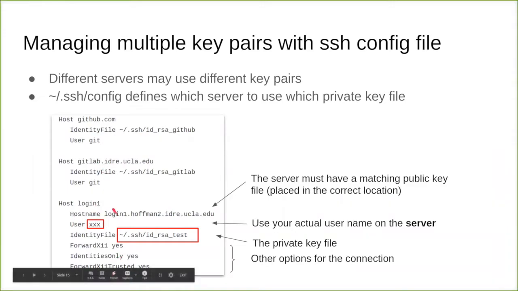The third item is a typical server login. In this case, this is the UCLA Hoffman 2 cluster, the login node of the cluster. Here, of course, you have to put in your username on the cluster. And this field is the location of your private key, right? And the matching public key has been copied to the server. So with this configuration file, we can easily log into this particular address without a password, because the authentication is done through the key pair matching.